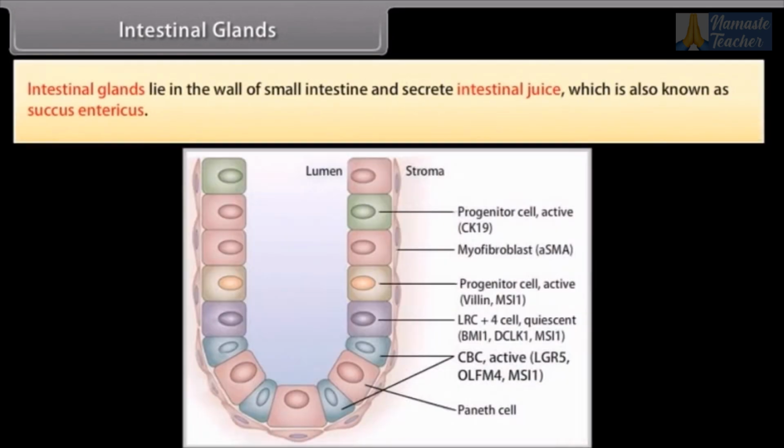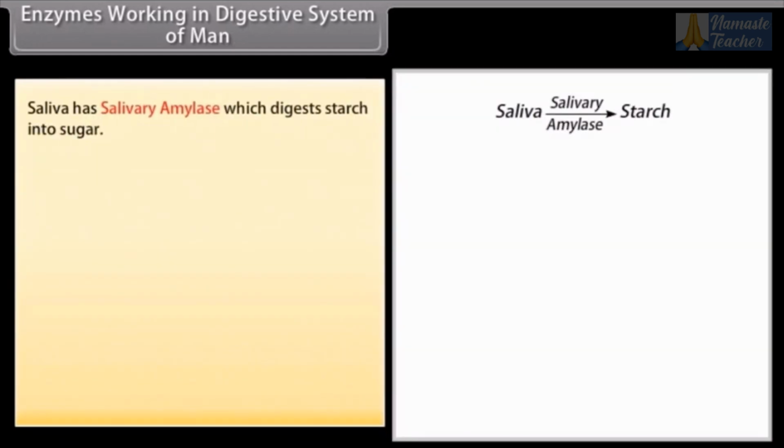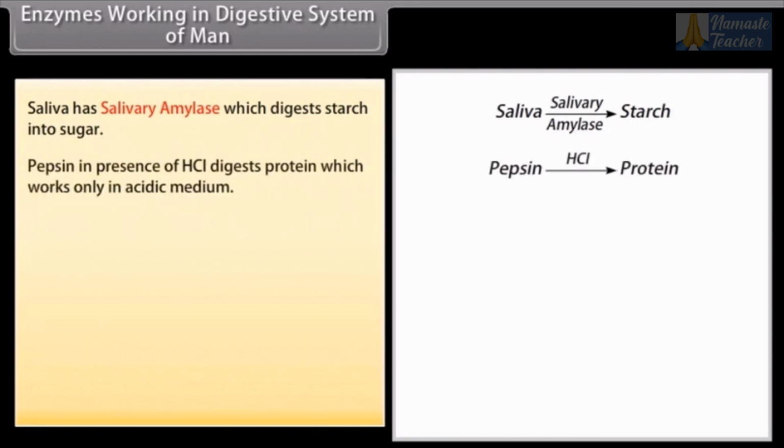Intestinal glands. Intestinal glands lie in the wall of small intestine and secrete intestinal juice, which is also known as succus entericus. Enzymes working in digestive system of man. Saliva has salivary amylase, which digests starch into sugar. Pepsin, in presence of HCl, digests protein, which works only in acidic medium.